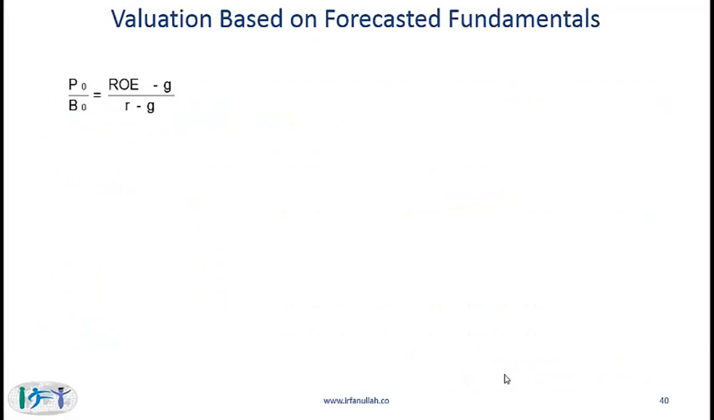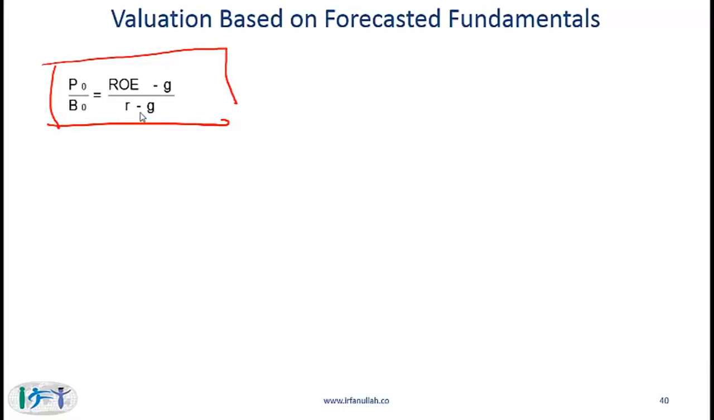All right, now valuation based on forecasted fundamentals. So what does this mean? Just like you came up with a PE ratio based on fundamentals, similarly we can come up with a price to book based on fundamentals. Now, if you are the sort of person who just likes to memorize formulas, then this is the formula for price to book. It's not a very difficult formula. It's (ROE minus G) over (R minus G).